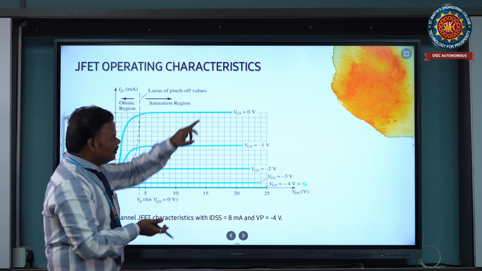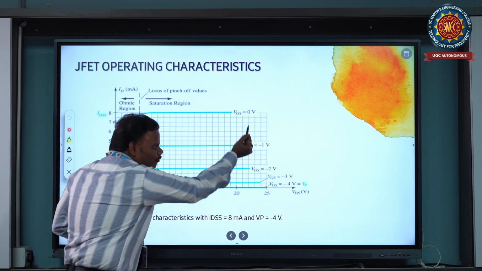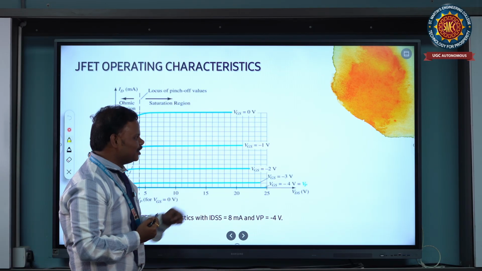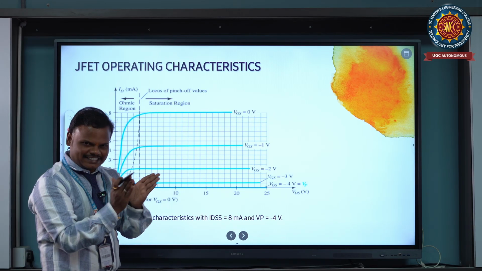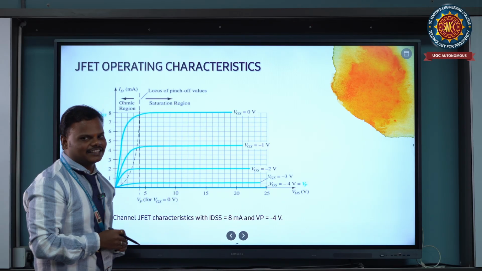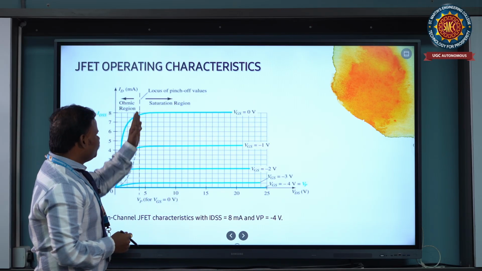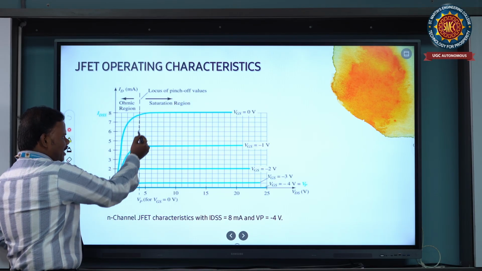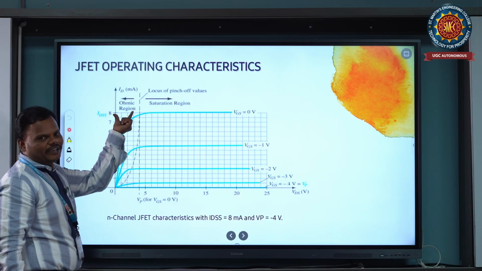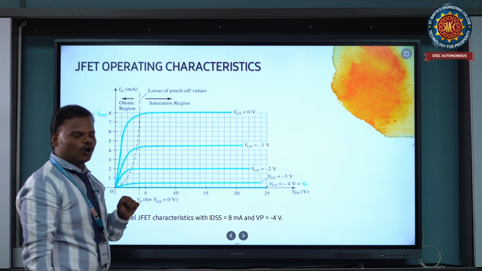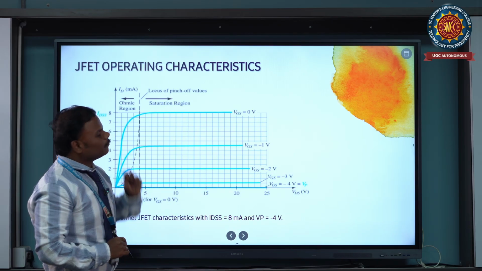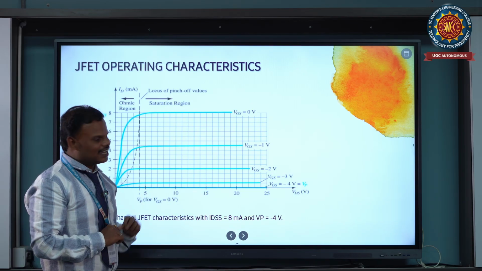Now the current will be reduced. So whenever we increase the negative voltage value, the channel width decreases, which causes a decrease in the current. If you observe the points here, this region is called the ohmic region, where it obeys Ohm's law. So this is all about the drain characteristics of the JFET.